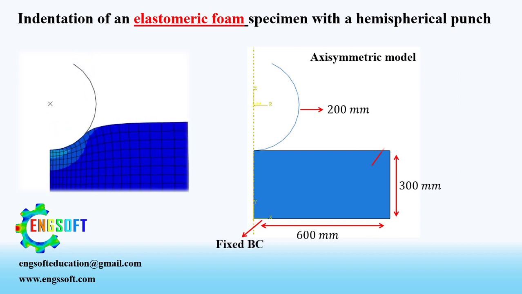The Hyperfoam model is defined using experimental test data. The punch is displaced downward by a prescribed displacement boundary condition in the first step, indenting the foam specimen by a distance of 250 mm. In the second step, the punch is displaced back to its original position. Let's see how to simulate this problem in Abaqus software.